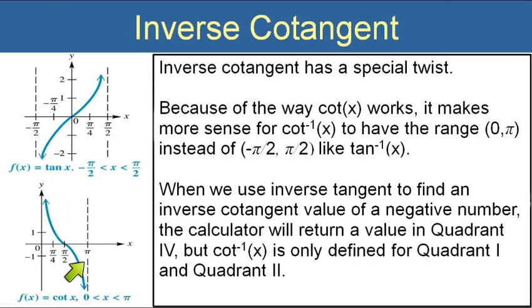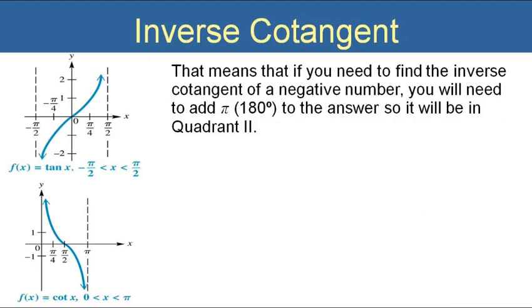So what we're going to do as a fix is, if you do the inverse cotangent of a negative number, you will add pi, or 180 degrees, depending on which one you need your answer to be, so that your answer will be quadrant 2 instead of quadrant 4. So we'll practice that a little bit. It only ever comes up if you do the inverse cotangent of a negative number.